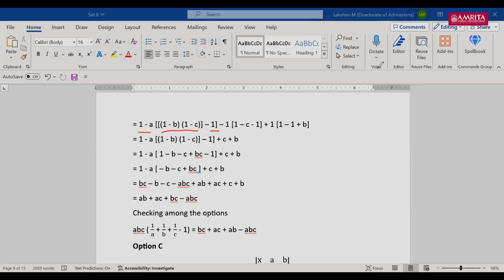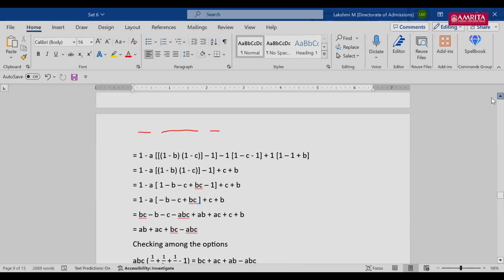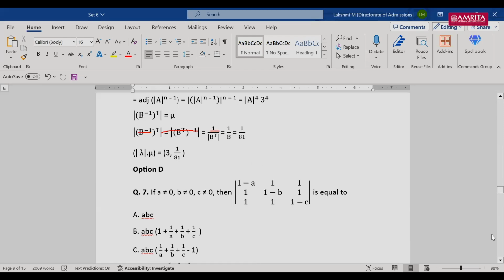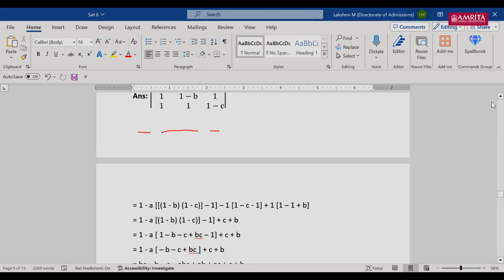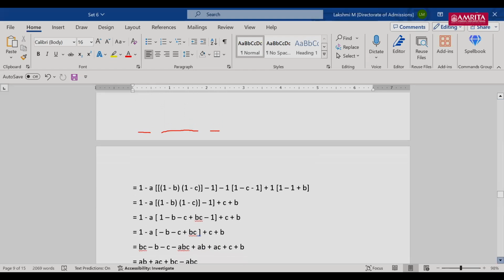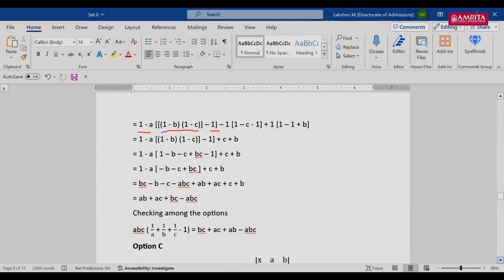Maybe if you want, I'll just show the determinant once again. Just hold on. This is what it is. I'm sorry. Yes, it is actually 1 minus A, 1, 1, 1, 1 minus B, 1, 1, 1, 1 minus C. So applying the simple formula, solving it. Okay. You have to be really careful about the signs. That is very, very important.